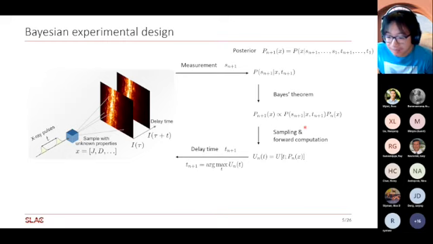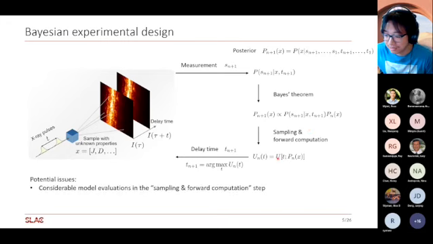Yeah, so however, there exist two potential problems that make this strategy not suitable for every experiment. The first problem is in the sampling step: each sampled set of parameters requires a forward model computation. So in order to get an accurate calculation of this utility function, it requires a considerable number of model evaluations.